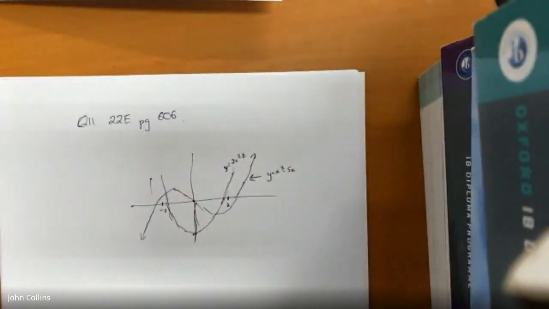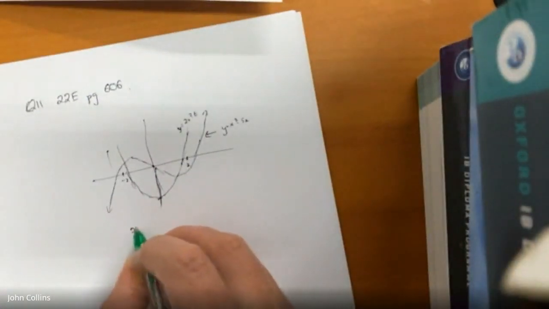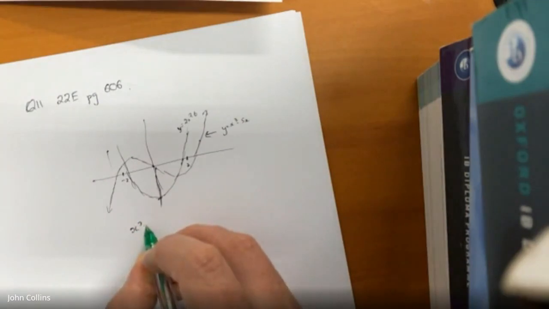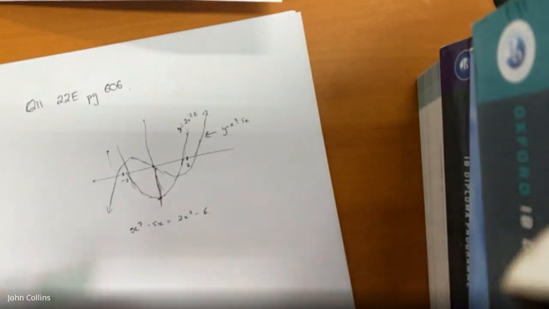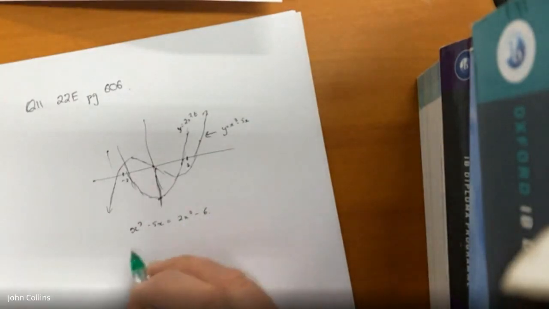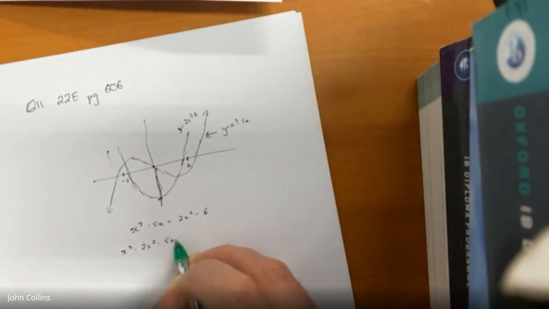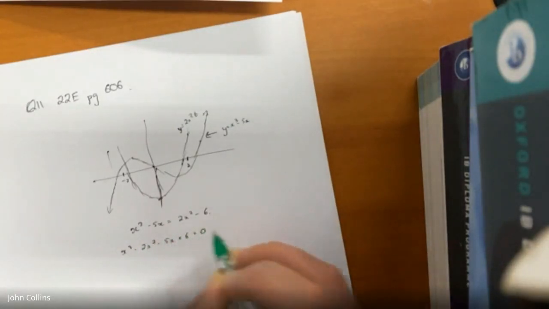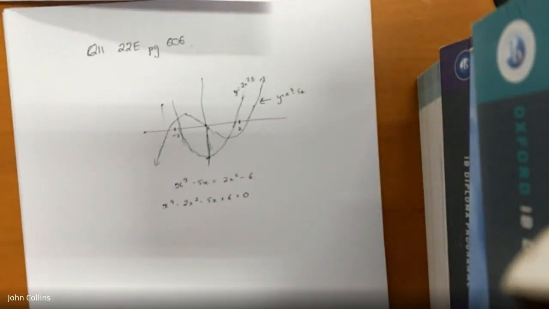So what we're looking for then is to find the x coordinates of their intersection points. So once again, I'll let the y's equal each other, so they'll be the same. So x cubed minus 5x is equal to 2x squared minus 6. Rearranging this, we get x cubed minus 2x squared minus 5x plus 6 is equal to 0. How do we find those intersection points? How do you solve that cubic?